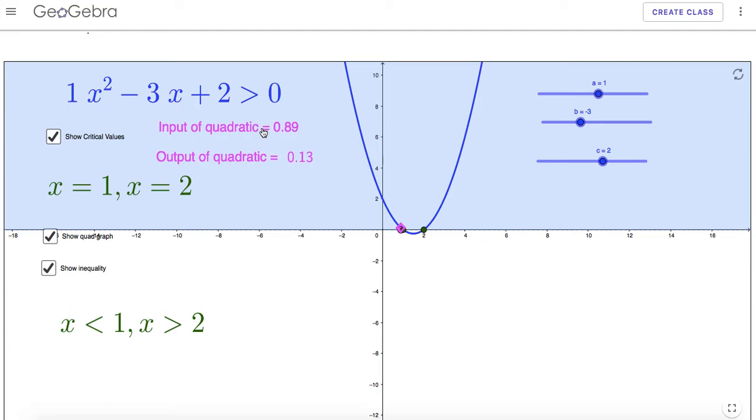So if you look at the input and outputs, if I let x equal 0.89, it's on that side, so you can see that the output is going to be bigger than 0. If I move this along into the other regions, you'll see that the output of the quadratic is going to be negative, which is less than 0. Again, I can't quite move this, but that's the point of this animation.